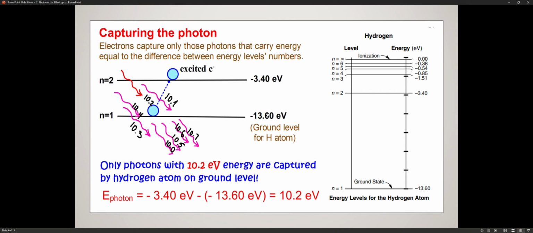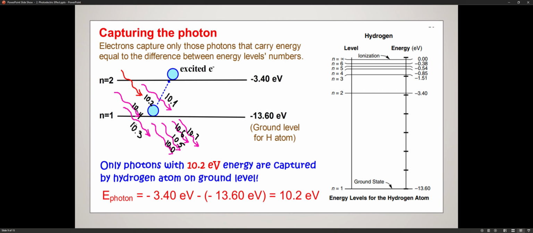Well, if you take a look at this, negative 13.6, negative 3.4, 13.6 minus 3.4 is 10.2. There's that number again, right? 10.2. The difference between the second energy level and the ground state is 10.2. And a photon with an energy of 10.2 electron volts, which is what this eV means, is going to make this electron go up an energy level.